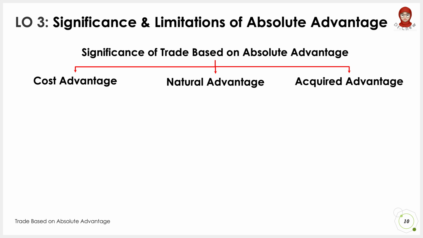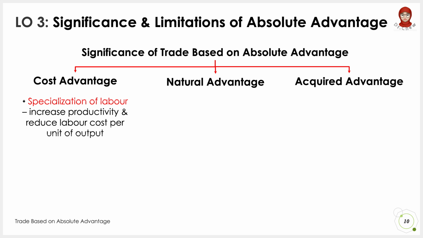Now, we will discuss the last part of today's lesson, significance and limitation of absolute advantage. There are three main significances of the absolute advantage model. First, cost advantage. The model emphasizes specialization of labor. That is, make use of labor in producing goods that they are good at. When labor can specialize in producing what they are good at, productivity increases and cost per unit of output reduces.